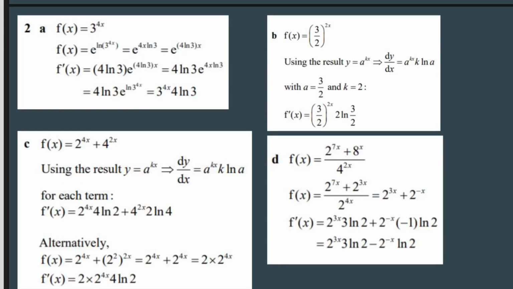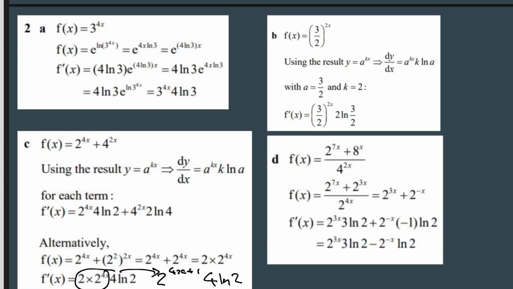A little bit harder ones, answers for question 2. You should get 3 to the 4x times 4 ln 3. B is here. C, a little bit sneaky, you can have that as the answer, or you can give it all in terms of ln 2. Now watch out, you add the powers, you can write this here. Let me do it properly for you. It's 2 to the 4x plus 1 times 4 ln 2. Because I've simplified that to that. Hopefully you can see what I've done there.